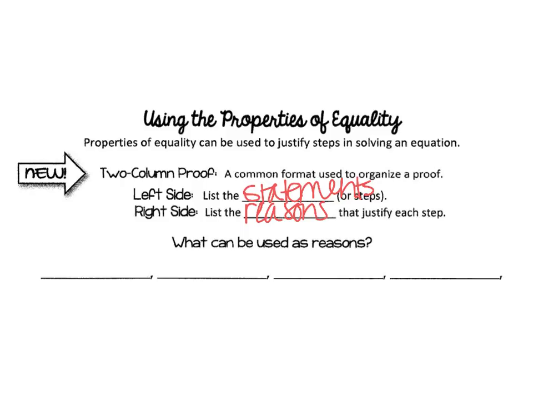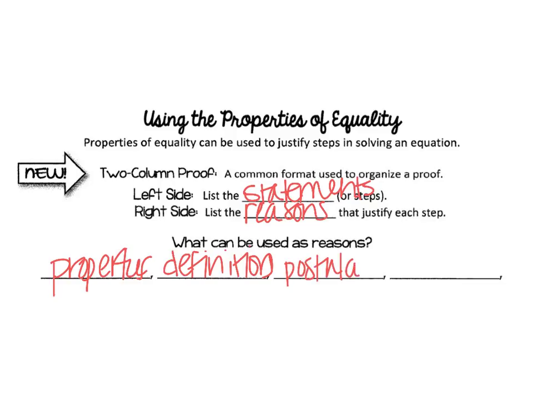What can be used as reasons? Well, anytime we learn new properties, that can be used as a reason. So all the properties we just learned, all the properties of equality. Definitions can be used as reasons. Postulates can be used as reasons. And theorems can be used as reasons as well. So properties, definitions, postulates, and theorems all can be used as reasons on the right side of our two-column proof to justify every statement we make.